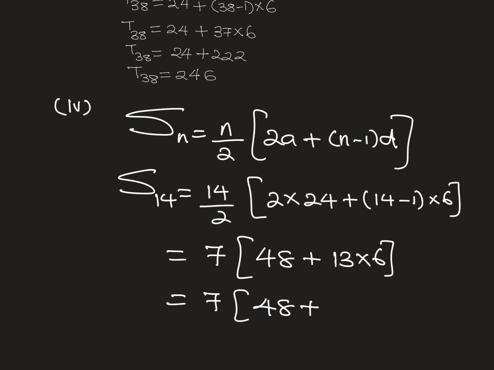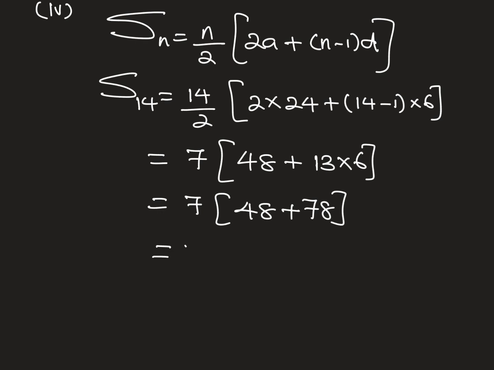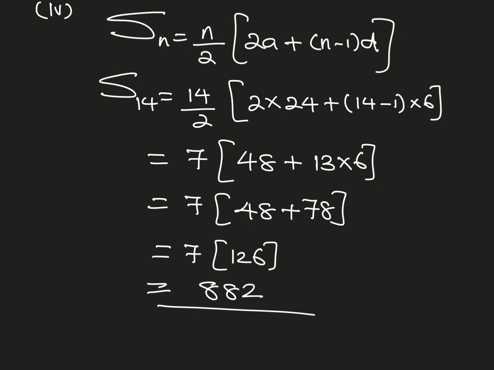13 times 6 is 78. So we're going to have 7 into 48 plus 78, which is 126. So what is 7 times 126? That is 882. Okay, and that answers the question.